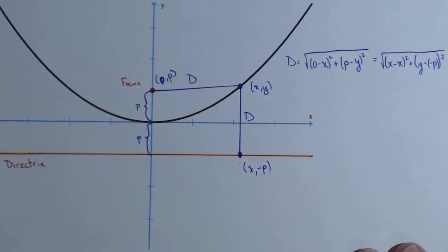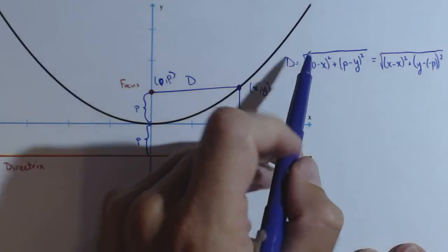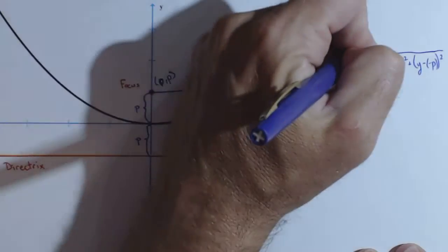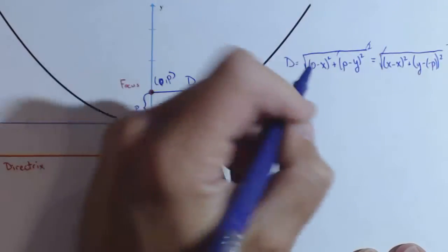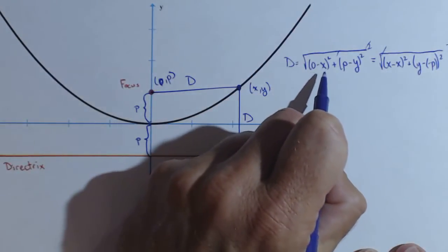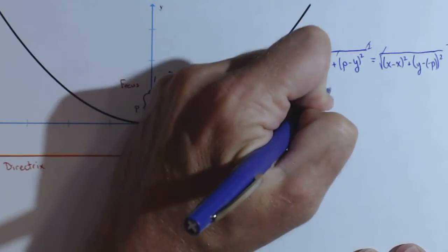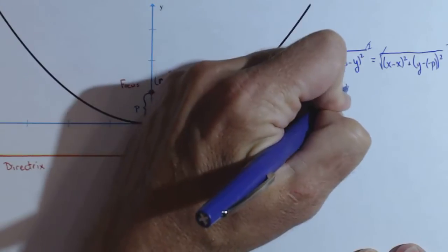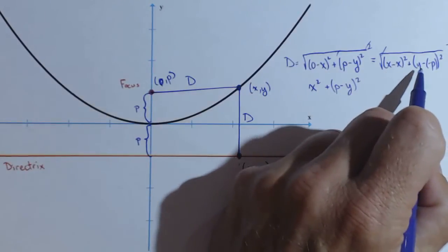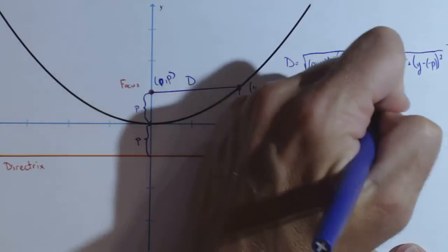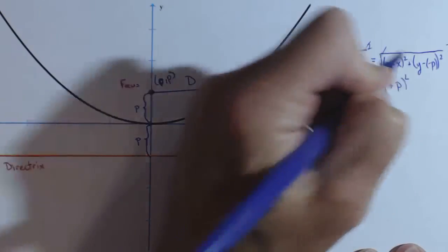So what we need to do is simplify that. First thing we're going to do is get rid of the radicals by squaring both sides of our equation. So that'll get rid of our radicals. And let's start to simplify. This is 0 minus x is just x squared plus p minus y, the quantity squared. Over here, x minus x is 0, and that's just going to become y plus p, the quantity squared.